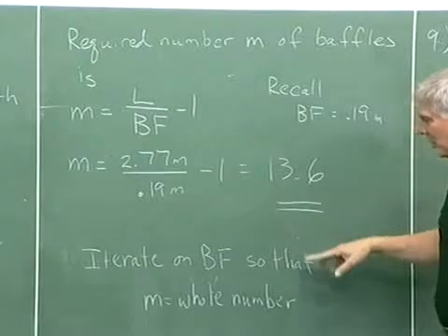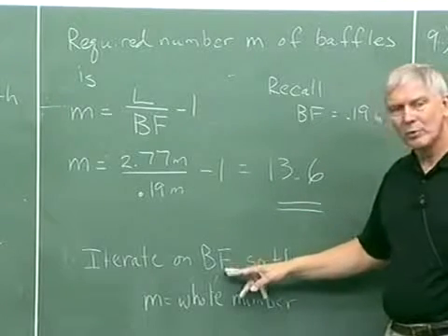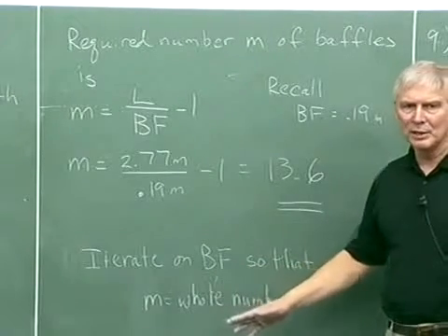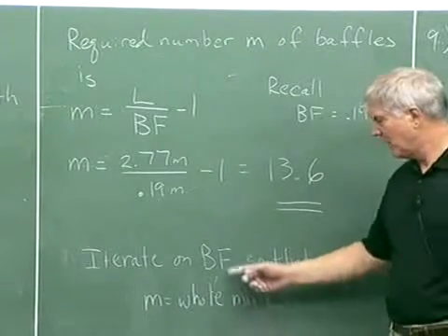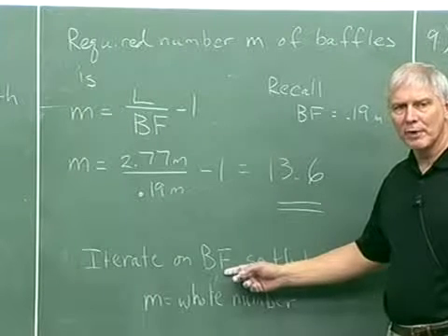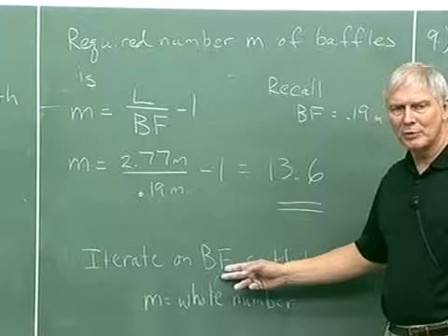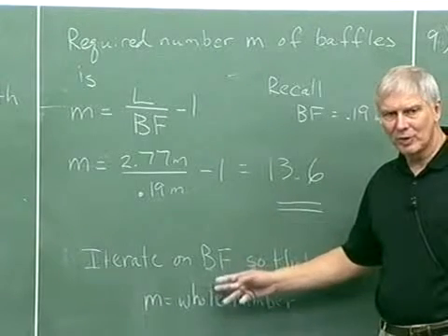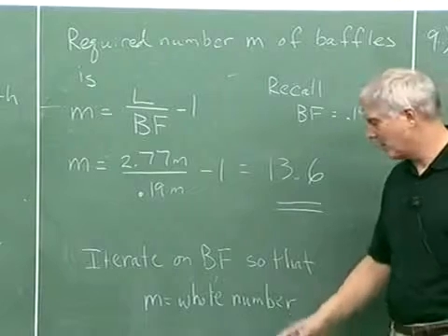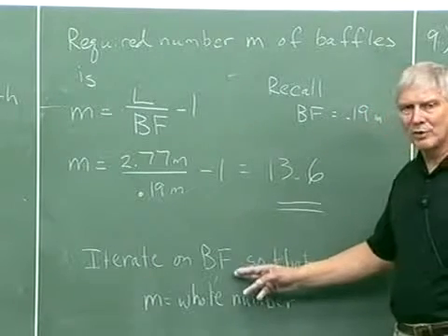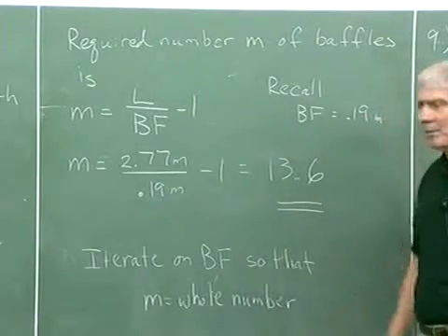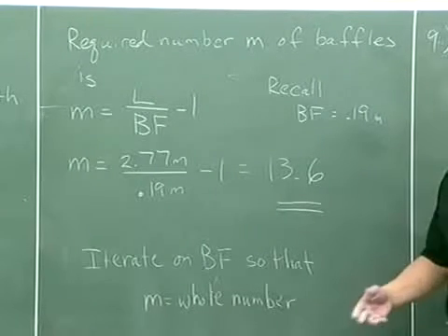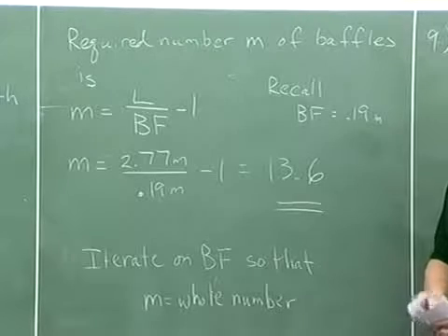So what we're going to have to do is go back and iterate. We chose BF to be the wrong number, so we have to go all the way back to that step and pick a different number for BF. Now, if you're careful and smart about how you set up your spreadsheet, then all you'll have to do is go back and change this number, and hopefully everything will flow through, and you just keep changing BF until you get a whole number for the number of baffles. Okay, once we have the number of baffles, then everything is set. We've got our heat exchanger design. We have all the dimensions we need.